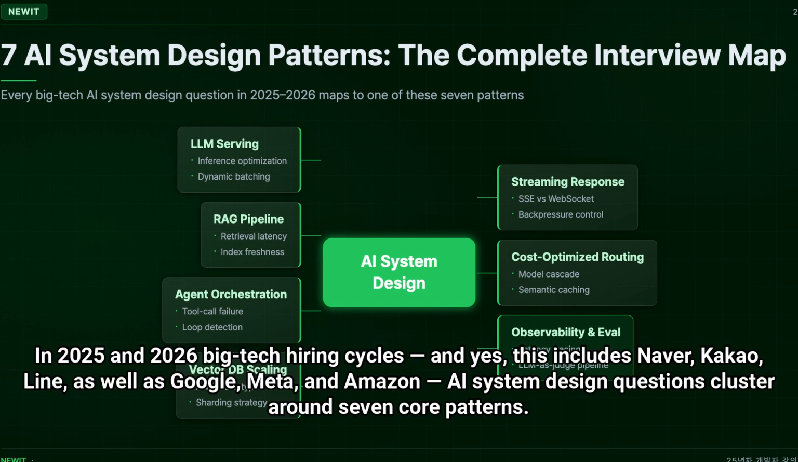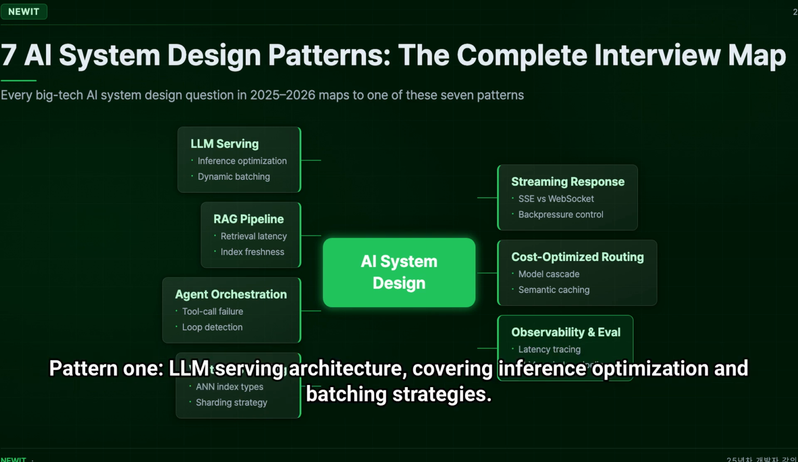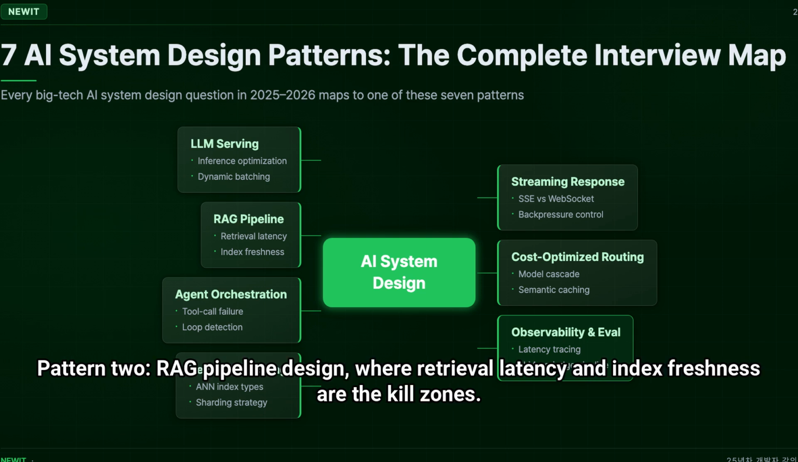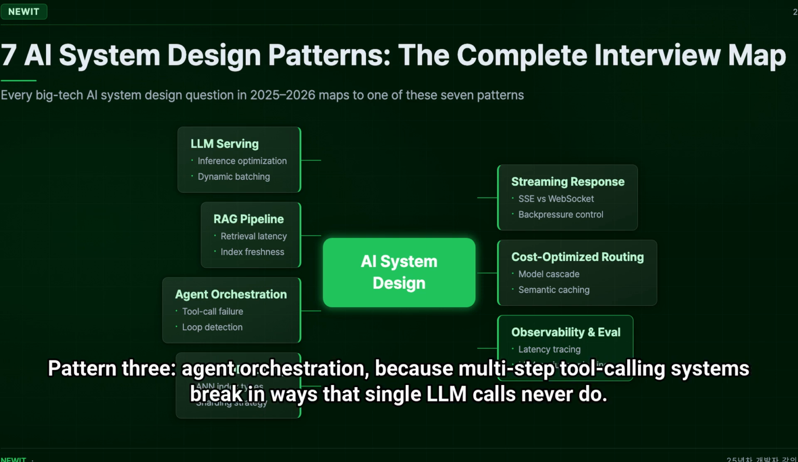In the 2025 and 2026 big tech hiring cycles, and yes, this includes Naver, Kakao, Line, as well as Google, Meta, and Amazon, system design questions cluster around 7 core patterns. Pattern 1, LLM serving architecture, covering inference optimization and batching strategies. Pattern 2, RAG pipeline design, where retrieval latency and index freshness are the kill zones. Pattern 3, agent orchestration, because multi-step tool calling systems break in ways that single LLM calls never do.